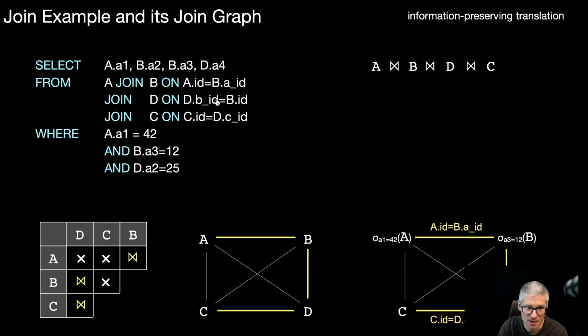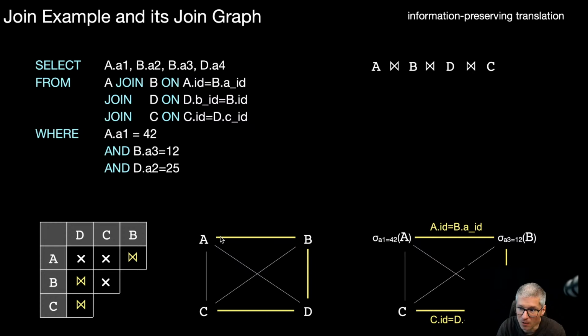From A to B, that's this one. From D to B, it's this one. From C to D, it's this one. We have three edges here. The other possible edges are also marked here. You can also leave them away, but basically what the other edges say is that's a cross product. So if you wanted to do anything with A and C, you don't have a join predicate, but you can do a cross product. You can always do a cross product between two relations.